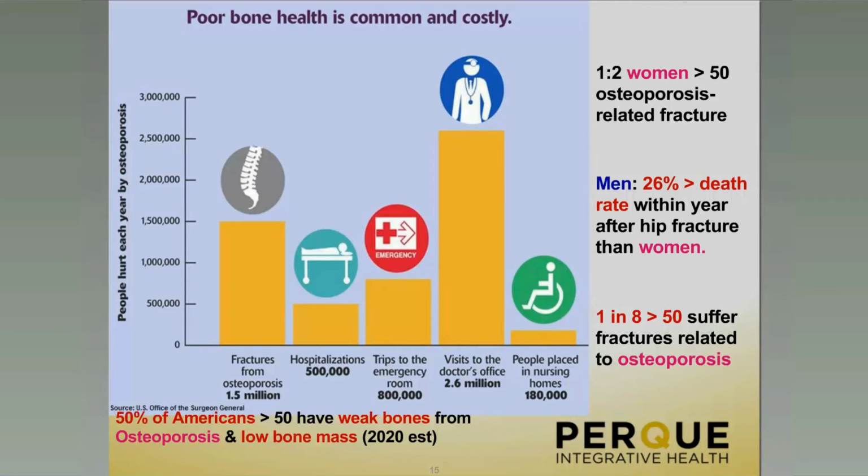Indeed, 50% of Americans over 50 have weak bones or osteopenia and are at risk of osteoporosis due to their low bone mass. That's where we will be in 2020 if we keep going at the rate we are. On the right, you see that 1 in 2 women more than 50 has an osteoporosis-related fracture during her lifetime. I'm suggesting that essentially all of those are avoidable. Men have 26% greater death rate within a year after a hip fracture. That's even more than women in terms of the rate, the consequences of hip fracture on morbidity for men. Again, much of that avoidable if they were more physically active and alkaline in their lifestyle. 1 in 8 more than 50 years of age will suffer fractures related to osteoporosis. Good gosh.